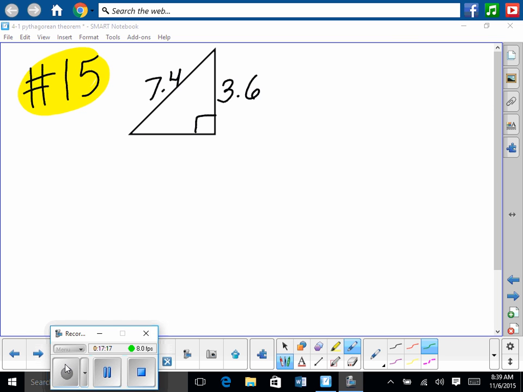So looking at this one, we're trying to find this one. Now be careful, the reason I'm doing this one is because it's different. So remember that since this is a right triangle, and if you're given 2 lengths, you can find the third length.